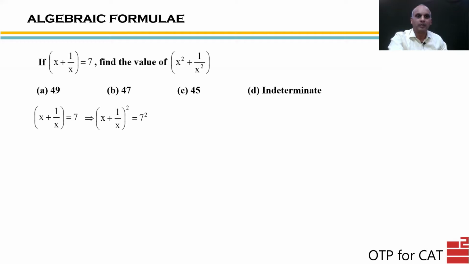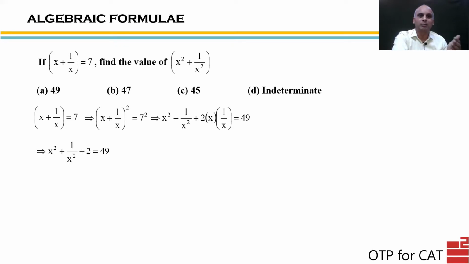And so we get, by applying the formula of a plus b whole square, x square plus 1 by x square plus 2 into ab, that is 2 into x into 1 by x, and that is equal to 49. And so x and 1 by x will cancel. I'll be left with x square plus 1 by x square plus 2 is equal to 49. And so shifting 2 to the right hand side, I'll get x square plus 1 by x square is equal to 47. And that's the value of the given expression.